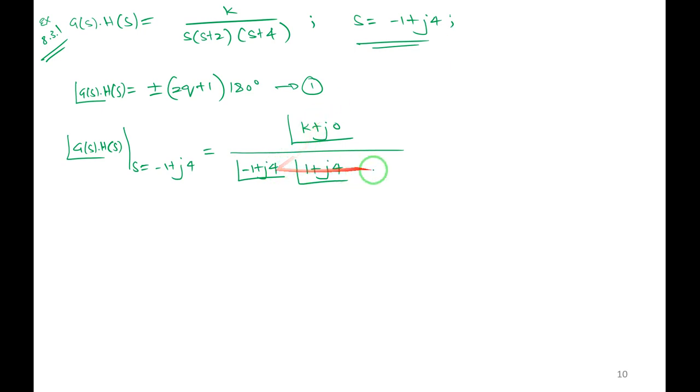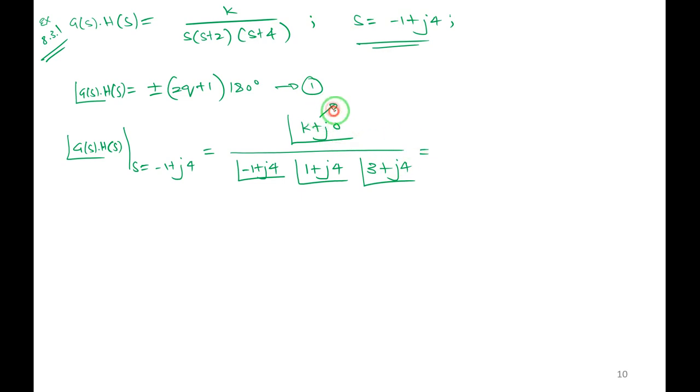Sorry for the interruption. Next, angle of s is over, angle of s plus 2 is over. Next, angle of s plus 4. Substitute s, which is minus 1 plus j4. 4 minus 1 is 3, so 3 plus j4. I hope you are getting what I am doing. If any doubts, please unmute yourself and talk to me so that I can clarify your doubts. So calculate the angle for this.